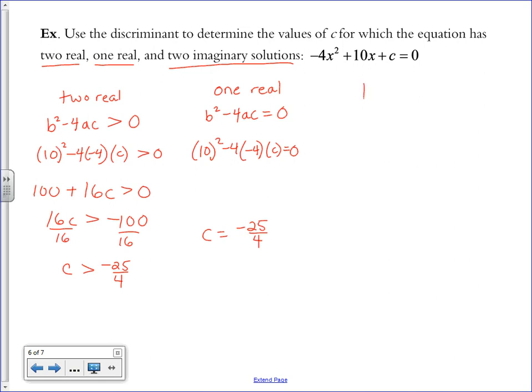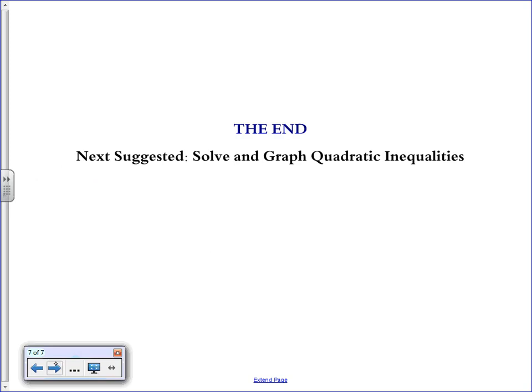And then for 2 imaginary, we can switch, make this less than 0, and solve with the same numbers. If we plug in the same numbers and solve the same way, we're going to see that c has to be less than negative 25 over 4 in order to give us 2 imaginary solutions. And that is all.